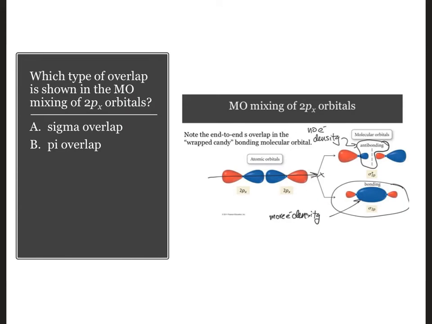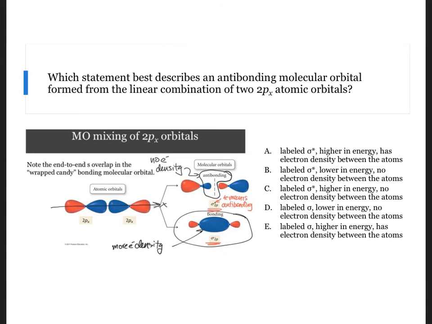All right, when we have this head-to-head overlap along the x-axis, that's always going to be a sigma overlap. So we do borrow some of that valence bond theory language and apply it to what we're learning in molecular orbital theory. All right, a lot of language going on here. Let's break it down. Which statement best describes an anti-bonding molecular orbital? So we're looking for something that's going to have a star on it.